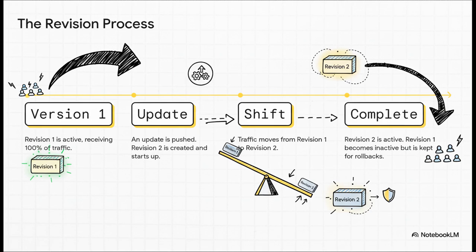This timeline shows you exactly how it works in practice. So your first app is revision 1, and it's getting 100% of the user traffic. When you deploy an update, a brand new revision 2 gets created and starts up quietly in the background. Once it's fully ready and healthy, the traffic is just shifted from the old revision over to the new one. And revision 1? It's not deleted, it just becomes inactive, sitting there, ready to be reactivated in an instant if you need to roll back.